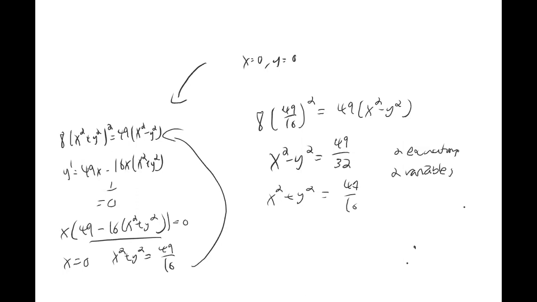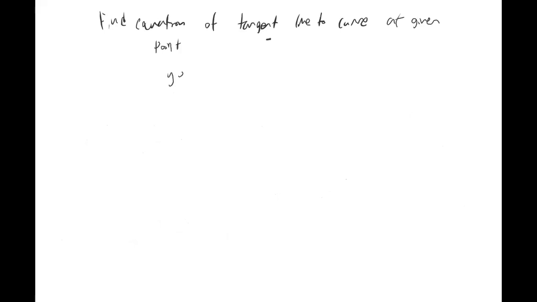I'm going to move on. Find the equation of the tangent line to the curve. This is probably the most common question you'll see in Math 2A, at a given point. I'm sure some of you are tired of it by now. The curve is e to the sine x times y equals x cosine of y at 0, 0.